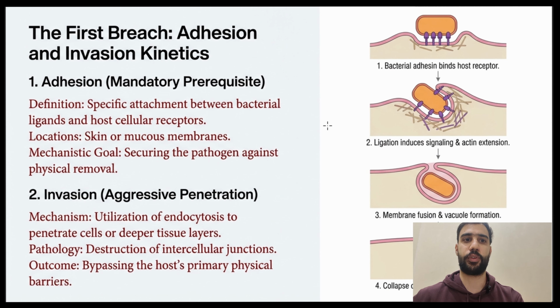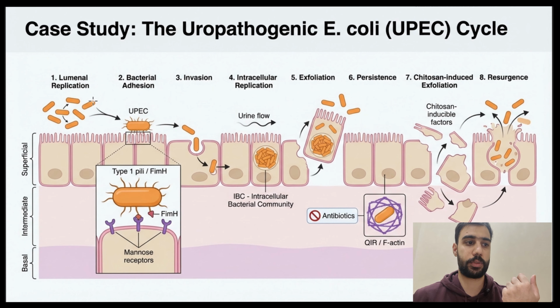If we take a case study, it's uropathogenic E. coli. First of all, we have the lumen of the urinary system. We will have replication, then adhesion. The adhesion will be on mannose receptors that will attach to the pili antigens. Using this, the bacteria gets inside the cell. The urine continues to flow, and we will have intracellular replication, not only luminal.